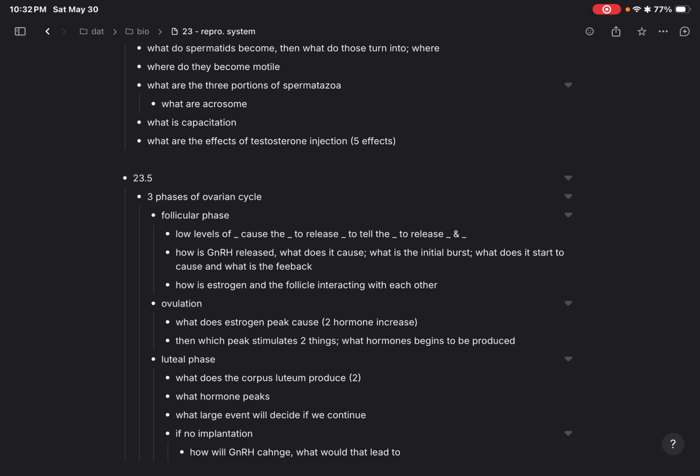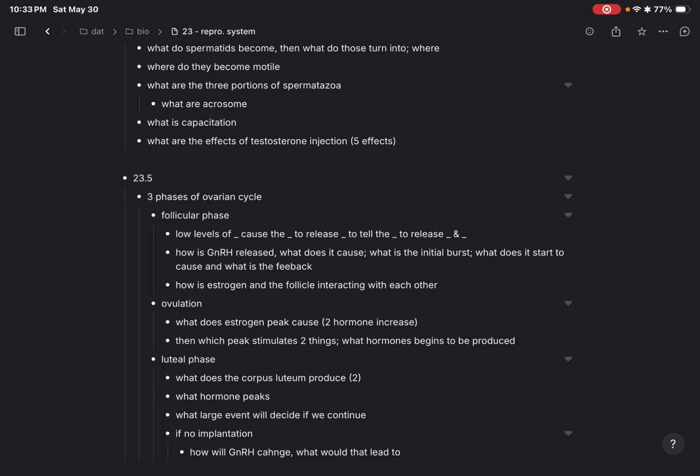There are 5 effects. One is smaller testes. Lower sperm count is the second one. Increased muscle mass is the third one. Increased estrogen and less testosterone. Okay, so let me run through that again. There are 5 effects, 2 increases: an increase in muscle mass and an increase in estrogen. There's going to be a decrease in testes size, a decrease in natural testosterone, and a decrease in sperm.